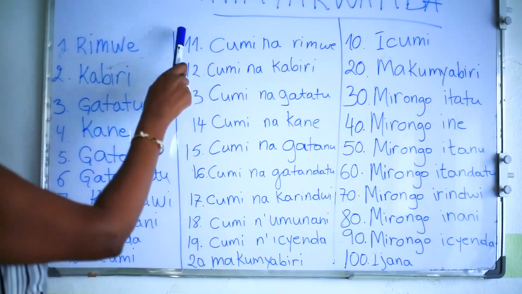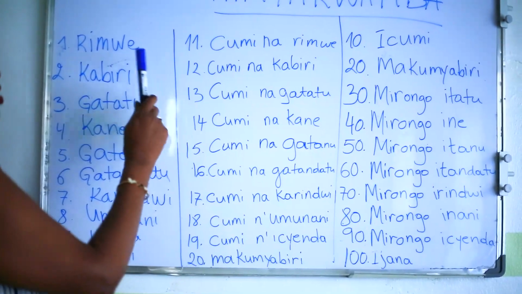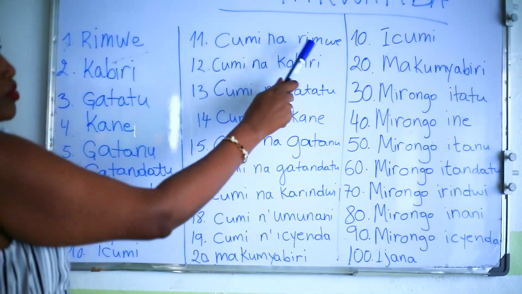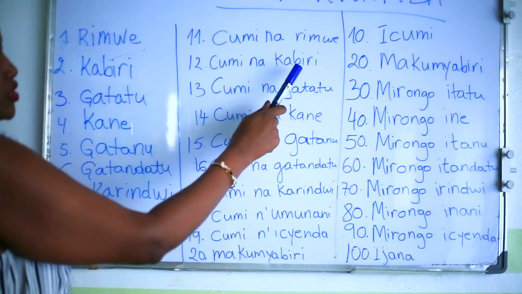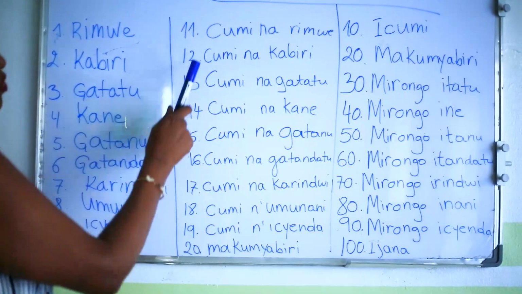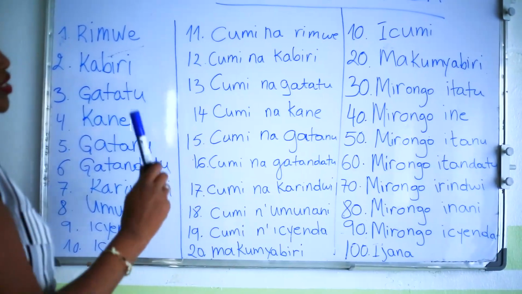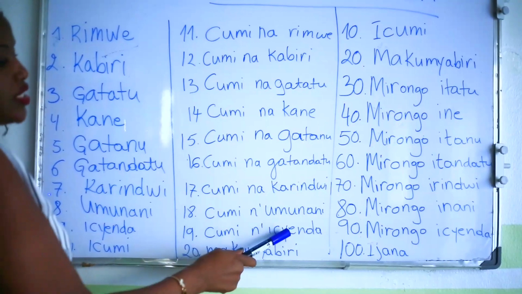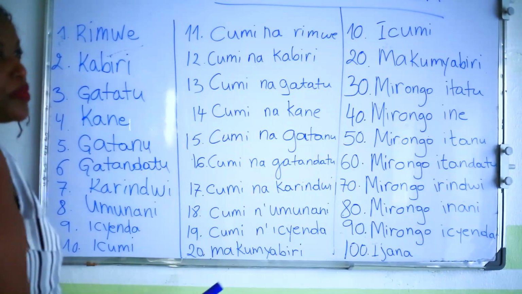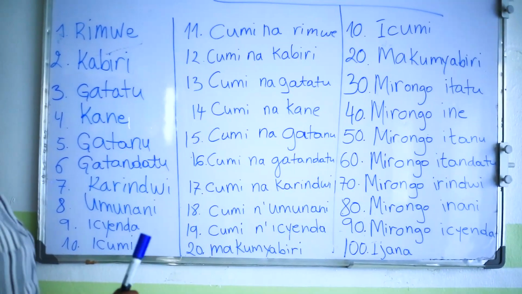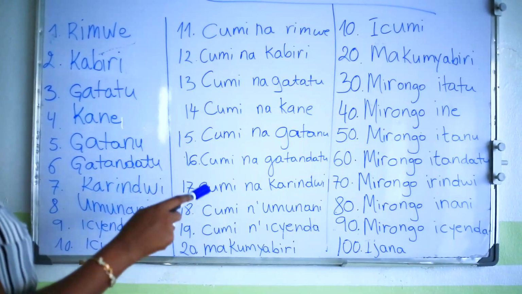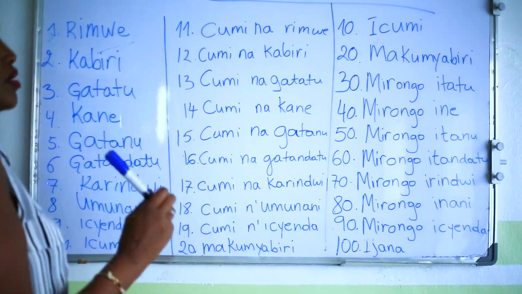to go through 11 to 20 because you take 10 and 1. Cumi na rimwe. 10 and 1, 10 and 2, 10 and 3. So that means as you know 10, then you continue from 10 and 1, 10 and 2 until 10 and 9, which is 19. And then makumyabiri, which is 20. If you want to go from 20 to 30, you do the same. You take 20 plus 1.